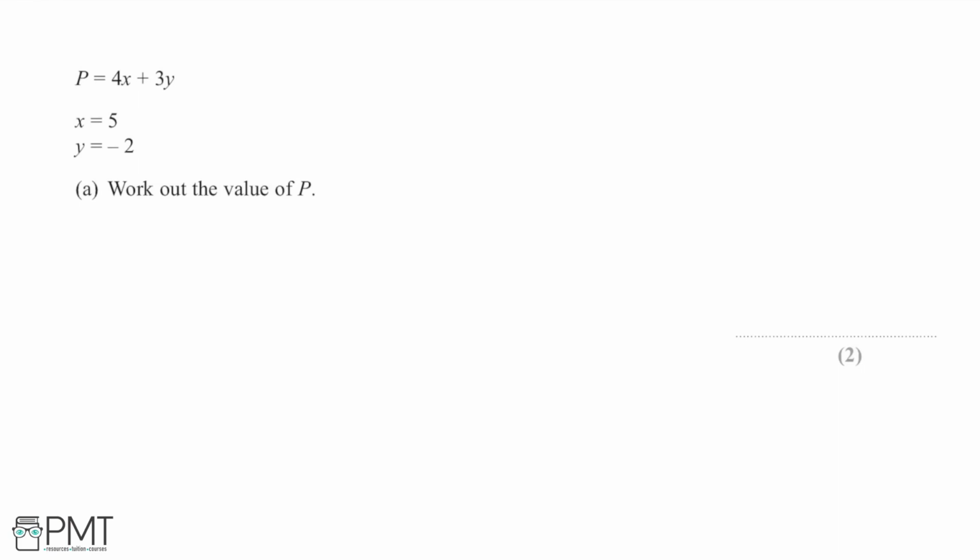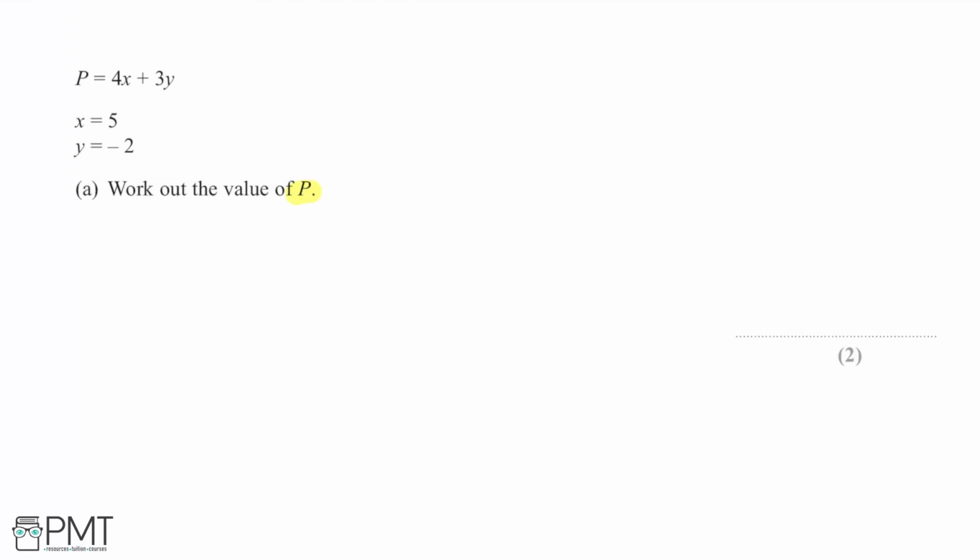So here we're told that p is going to be equal to 4x plus 3y, and then we're given the values for x and y, so x is 5 and y is minus 2, and then we're asked to work out the value of p. So we're basically going to be using these values of x and y that we've been given and substituting them into the equation for p in order to obtain this value of p.